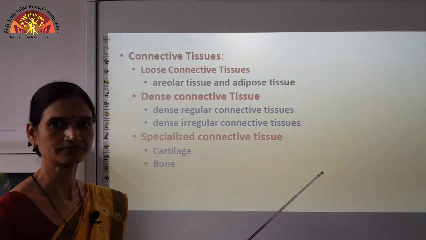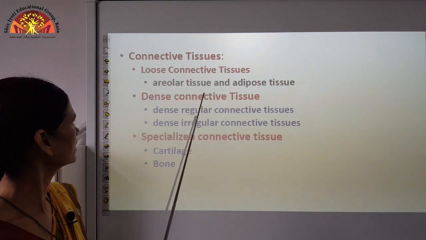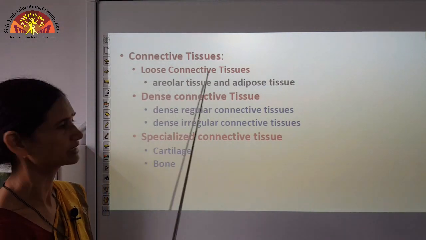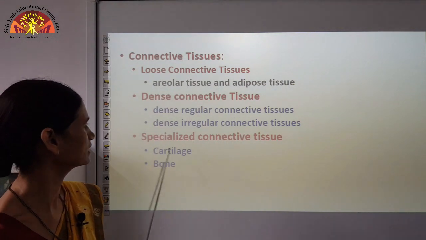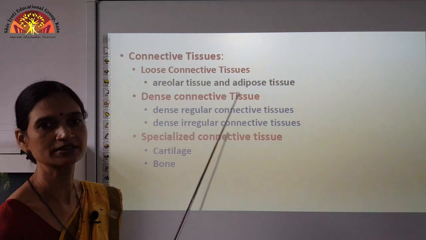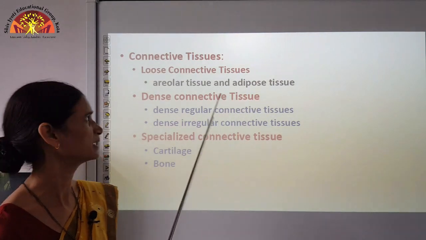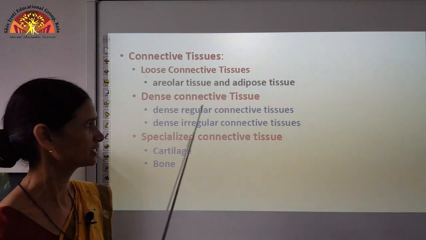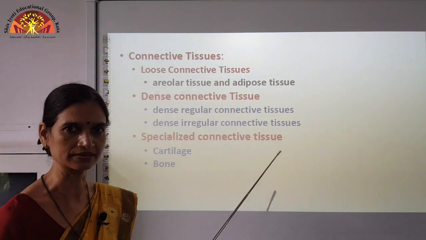Now you see, connective tissues can be divided into three categories: loose connective tissues, dense connective tissue and specialized connective tissues. So we have categorized on the basis of their matrix: those whose matrix is loose, whose matrix is dense, or in which some special type of matrix is present.